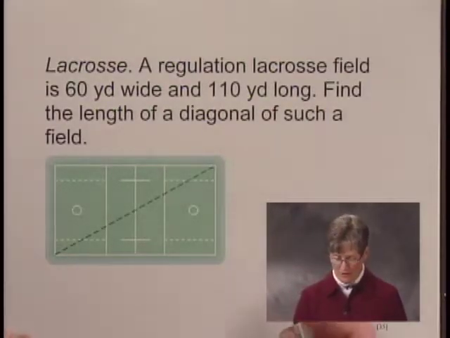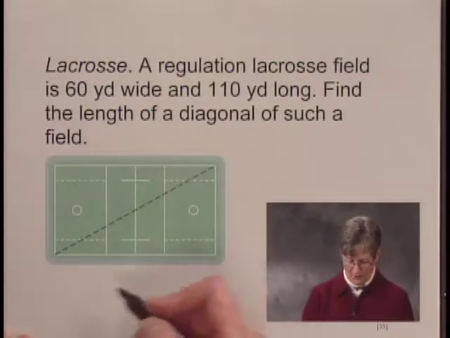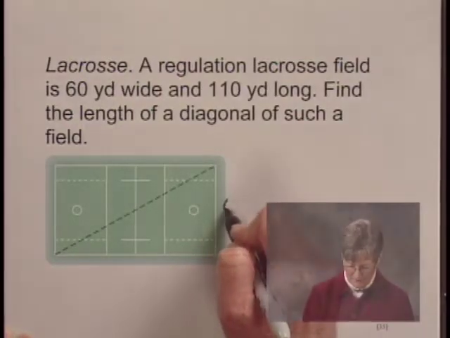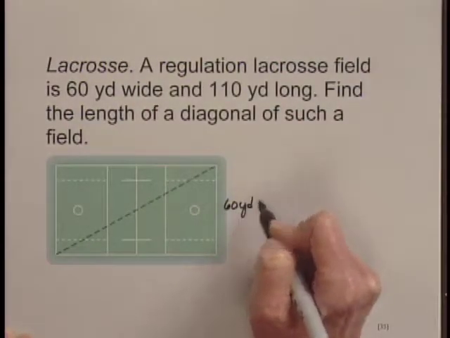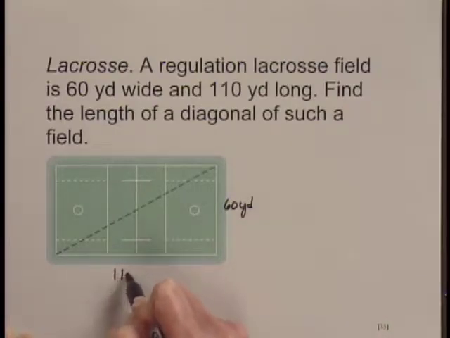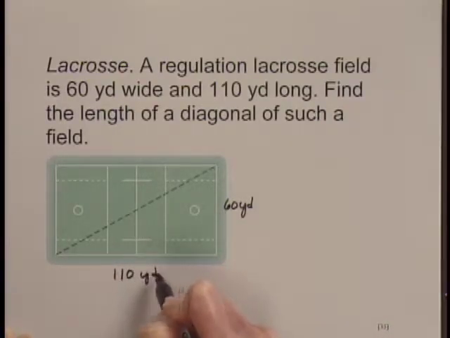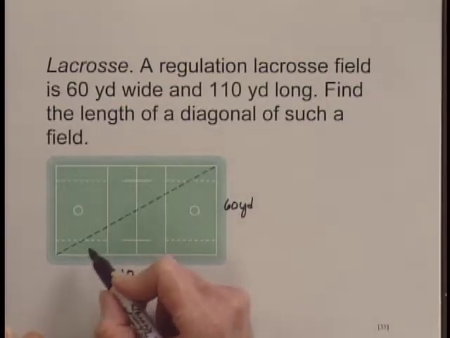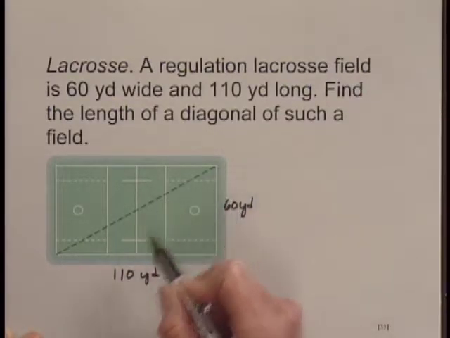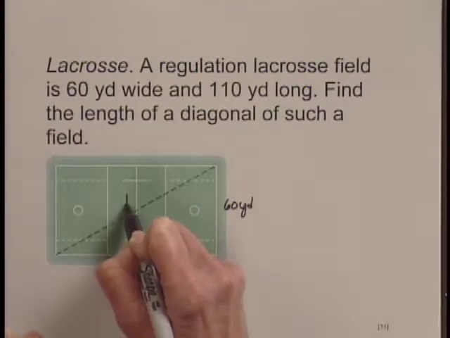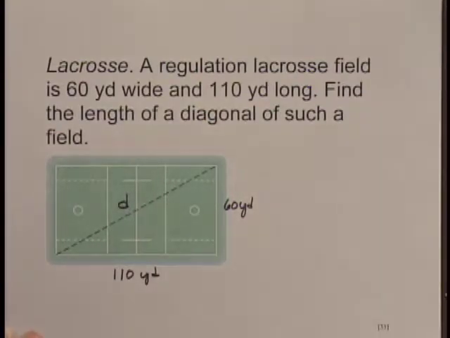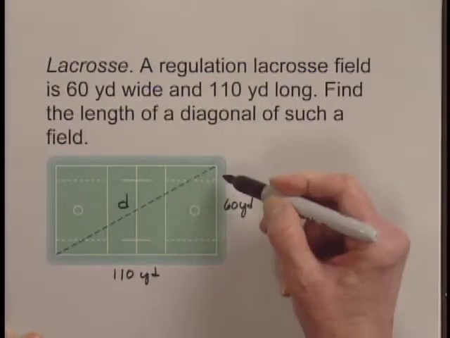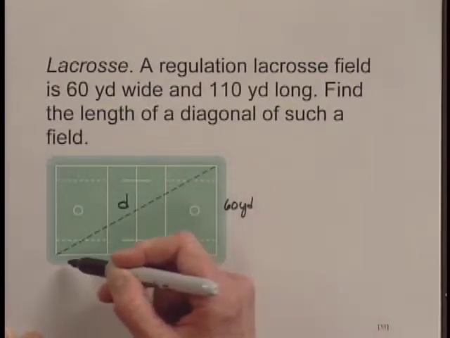Well, we have a drawing of the field here, and we know that it's 60 yards wide and it's 110 yards long. And we want to find the length of a diagonal. The diagonal runs from one corner to the opposite corner, and we'll call that diagonal D, where the length is in yards. You can see that what we have here is a right triangle with a hypotenuse of D and legs of length 60 yards and 110 yards.